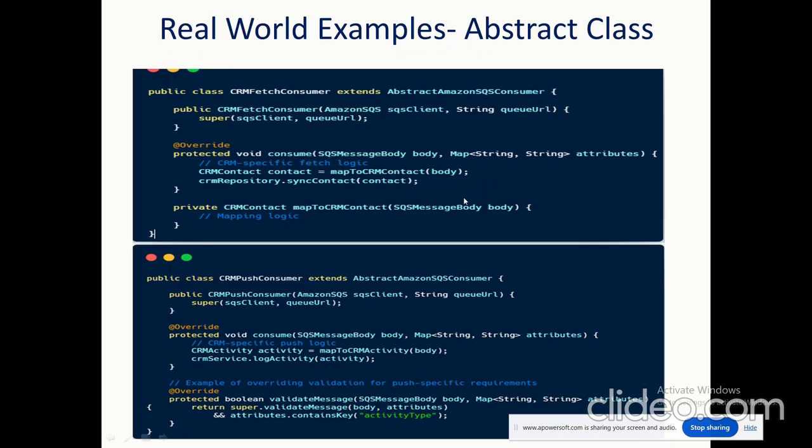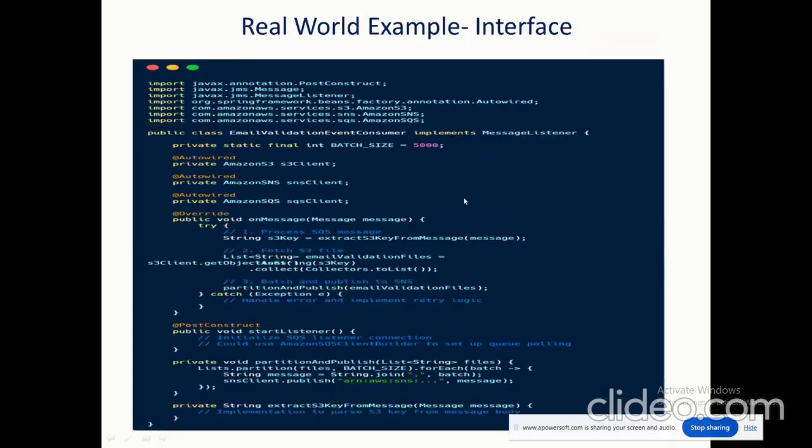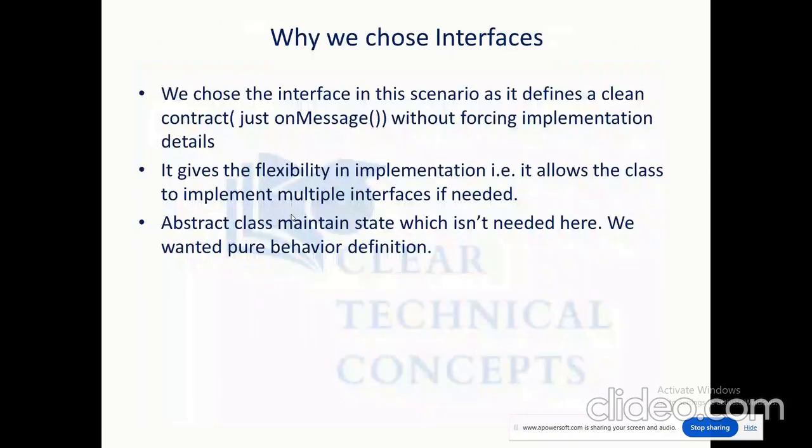Now, moving on to the real world example of interface. This class, called email validation event consumer, is implementing a message listener interface, and when it implements this message listener interface, it implements a method called on message here, as we can see. Now, the reason why we chose an interface in this case. We have chosen an interface as it defines a clean contract without forcing any implementation details.